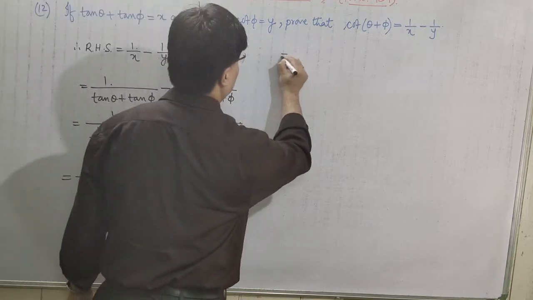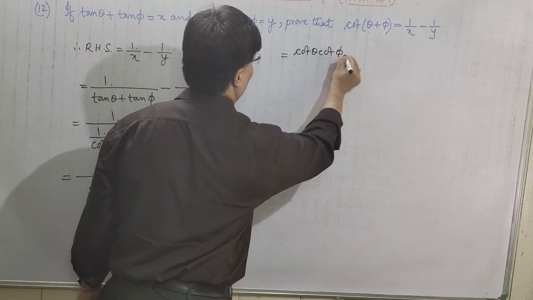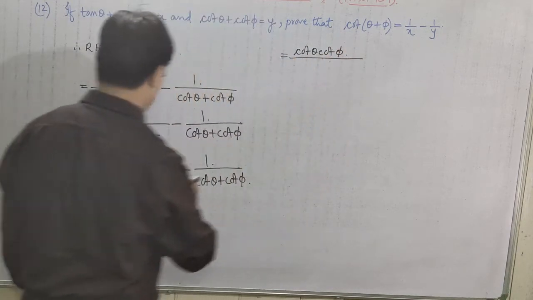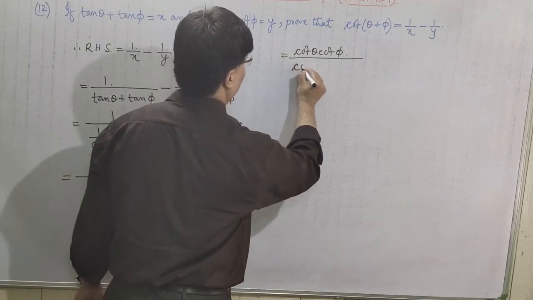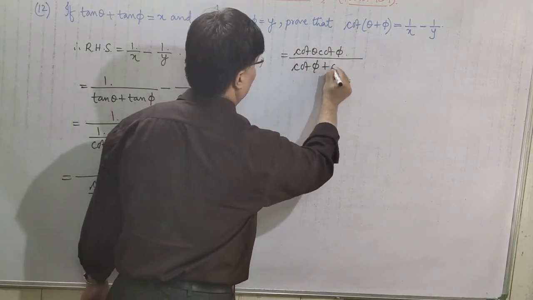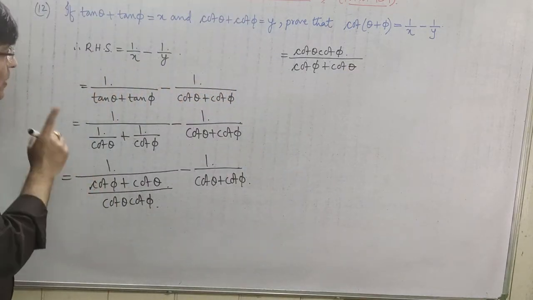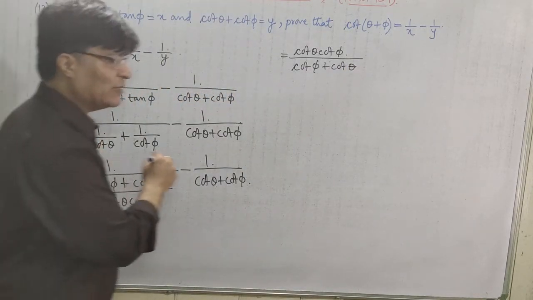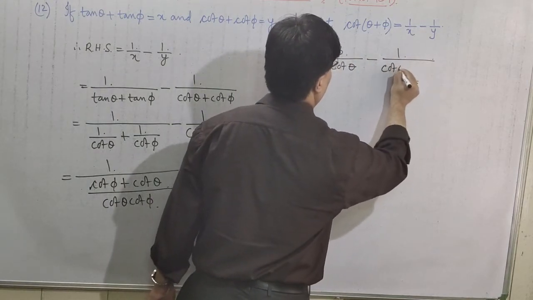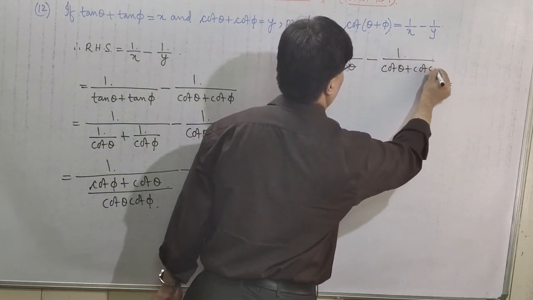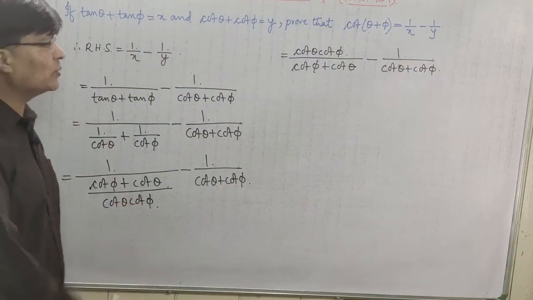So you should write cot theta cot phi in the numerator divided by cot theta cot phi divided by what? Cot phi plus cot theta. It is cot phi plus cot theta, then it is cot phi plus cot theta minus 1 upon this is your cot theta plus cot phi. Is that understood? So I think you have understood it.